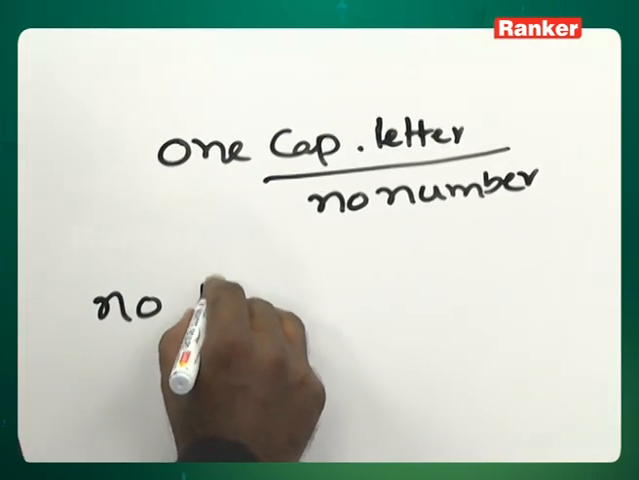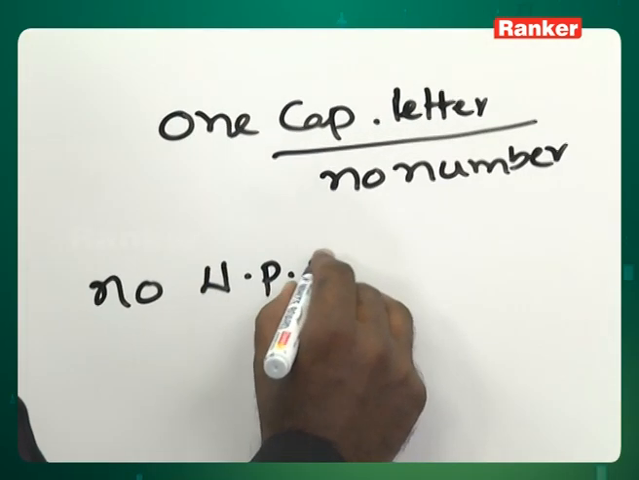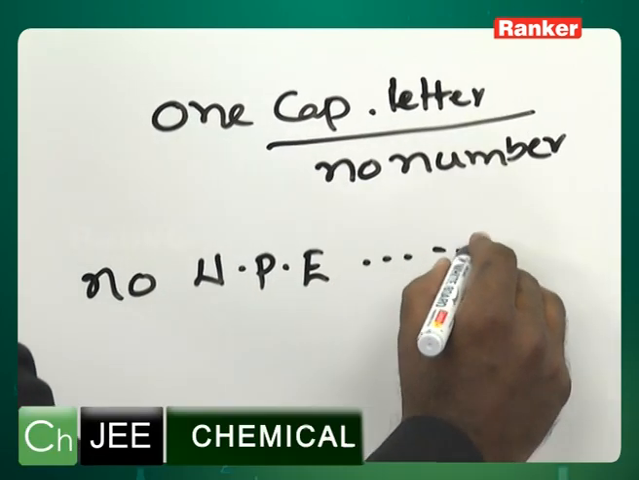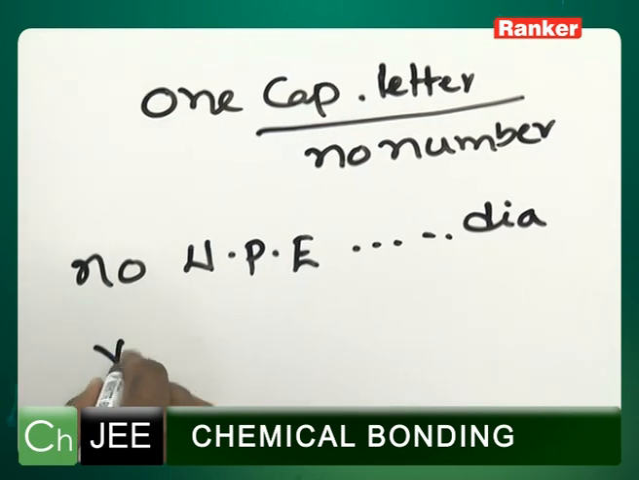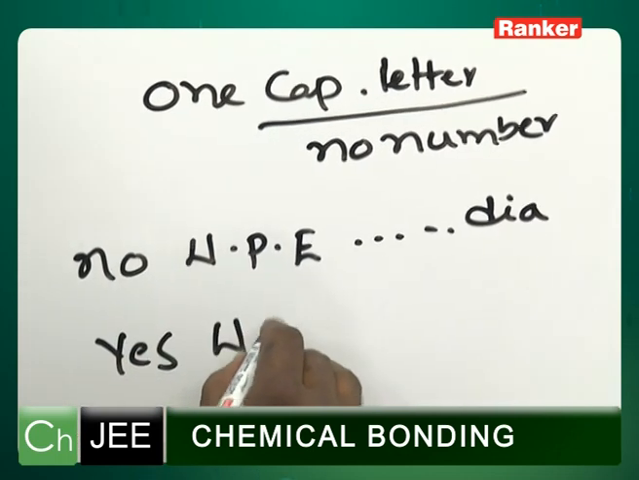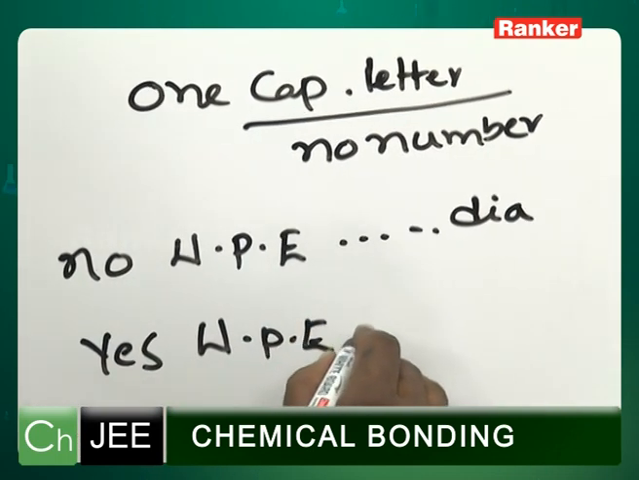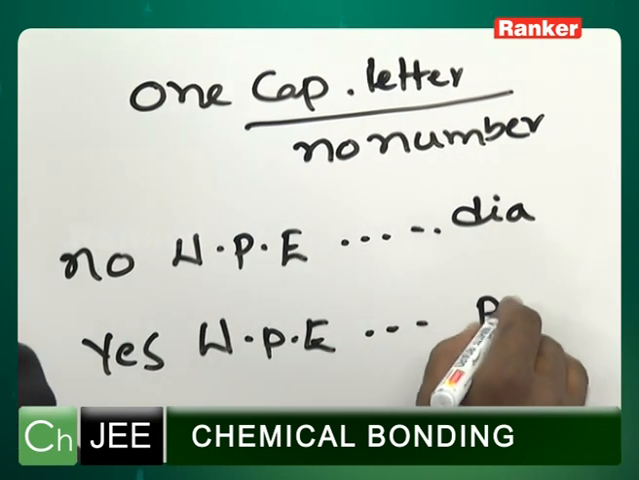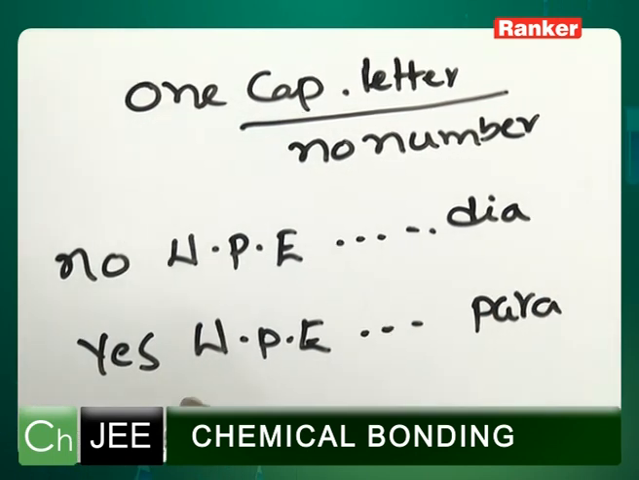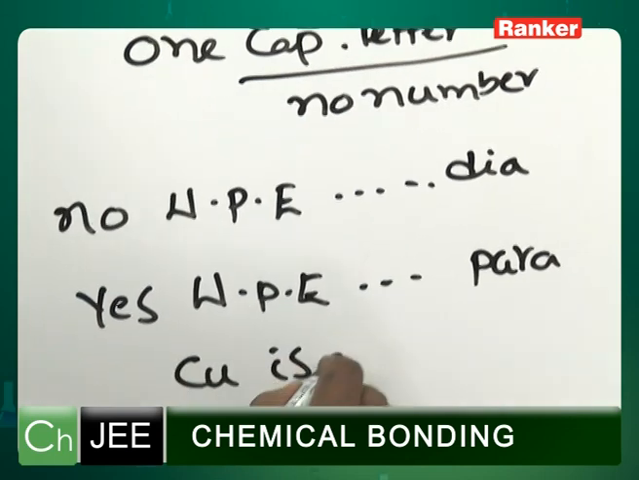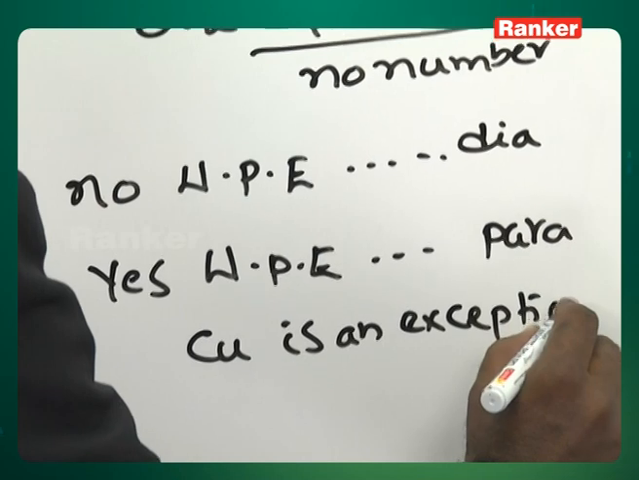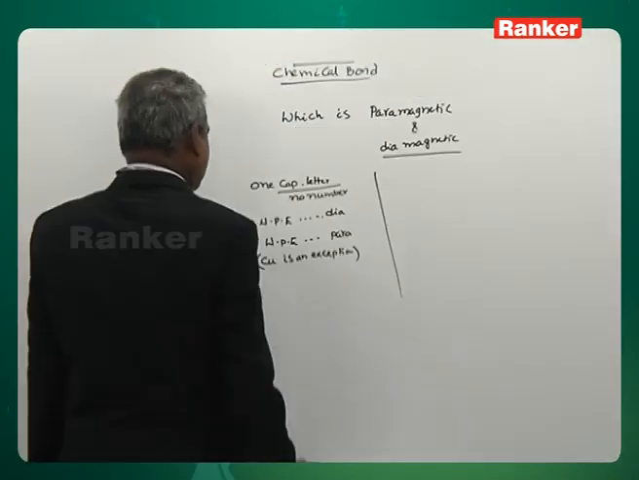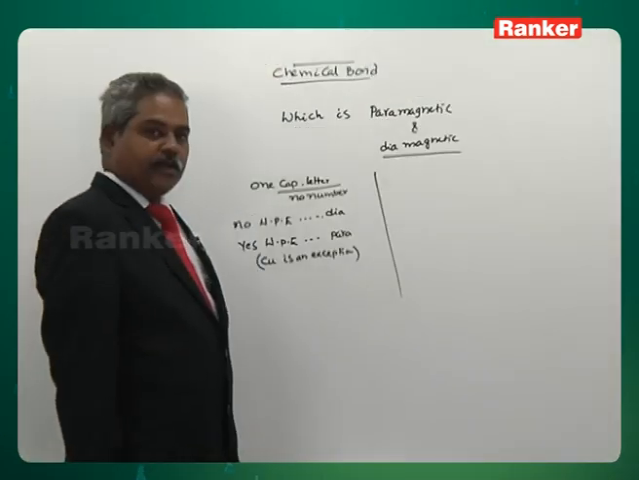No unpaired electron. If there is no unpaired electron, it is dia. Yes, unpaired electron. If there is an unpaired electron, it is para. And copper is an exception. I will tell you what I mean by one capital letter.